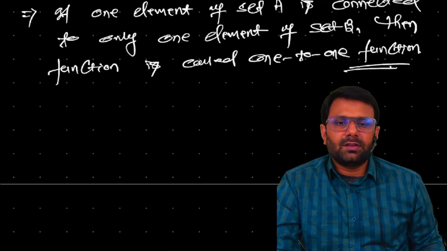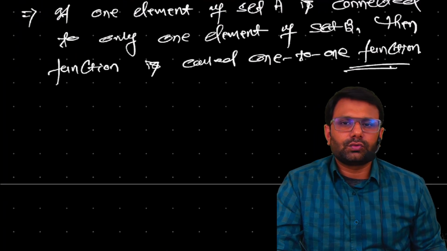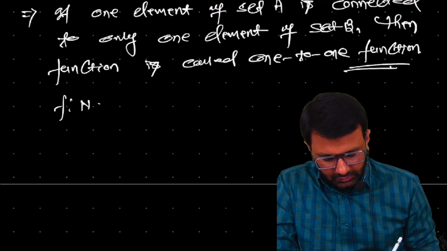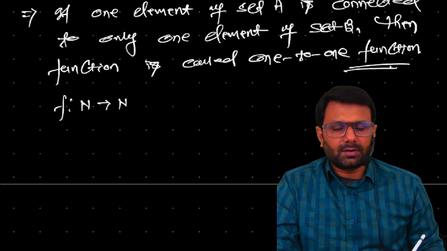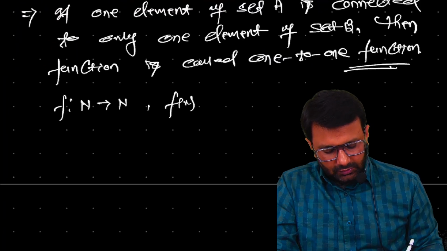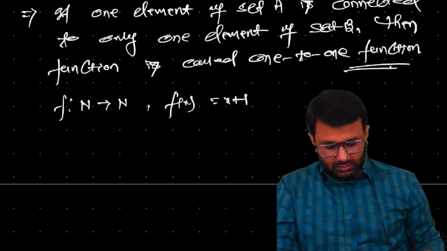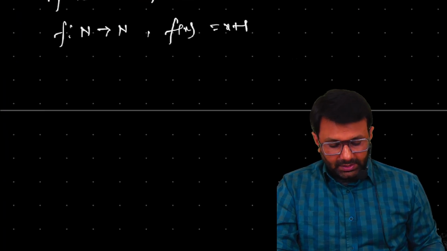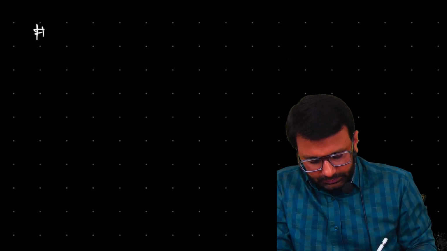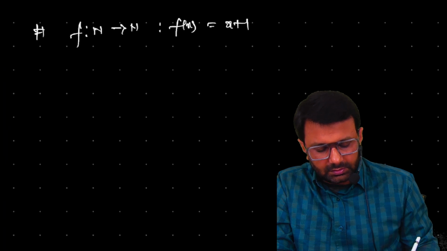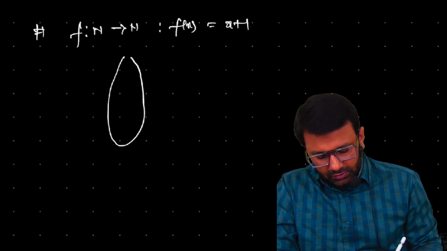Means you can say in Hindi like this, एक तीर एक को लगेगा तो उसको हम क्या बोलेंगे? One to one function. Suppose a function is defined from N to N, natural number to natural number, such that f(x) is equal to x plus 1. What kind of function is this? So this is a one to one function.